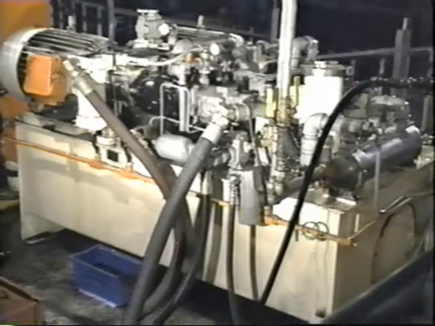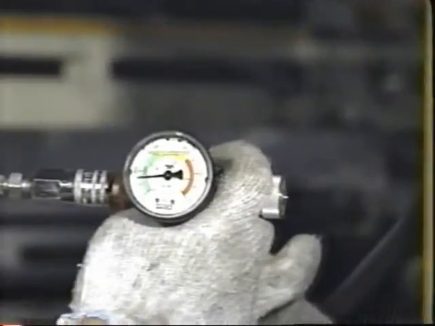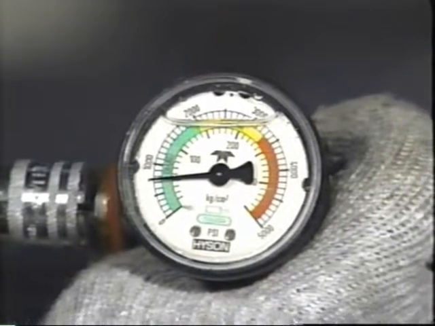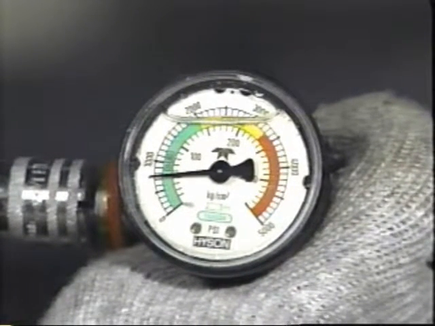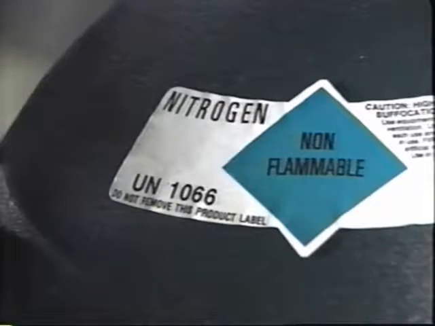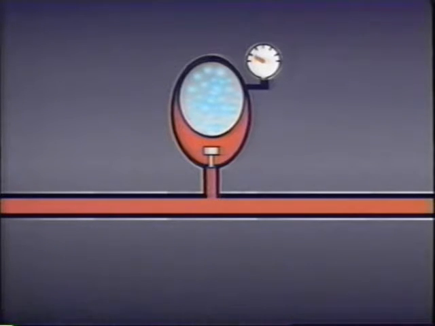Let's take a closer look at how hydro-pneumatic accumulators work. Before this type of accumulator is used, it must be pre-charged or filled up with compressed gas. If the proper pre-charge is not applied and maintained, the accumulator will not operate correctly. Only dry nitrogen should be used as a charging gas. Never use compressed air, because it may create an explosive vapor of air and oil. After the accumulator has been pre-charged with nitrogen, it is ready to be used.